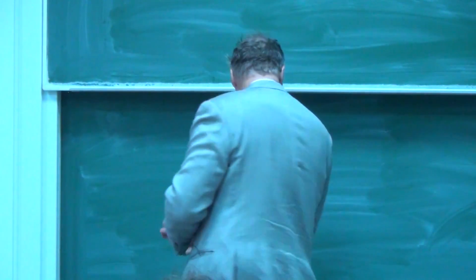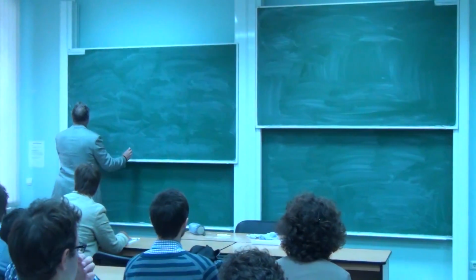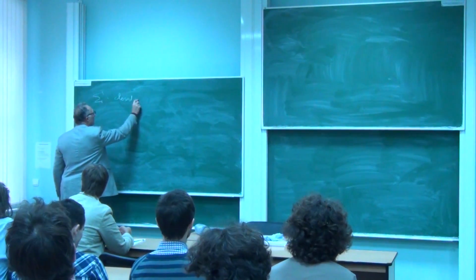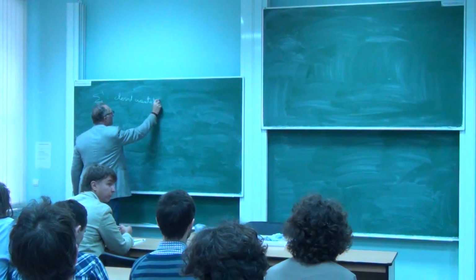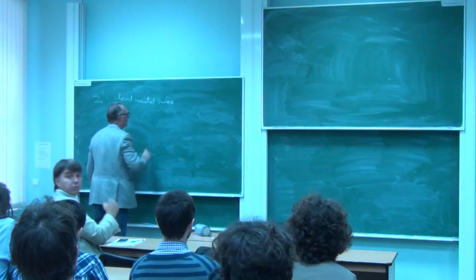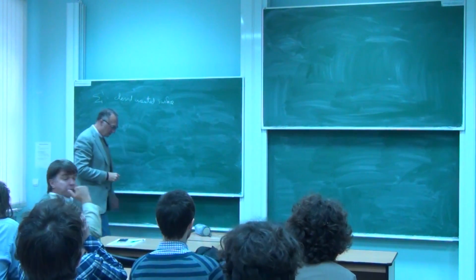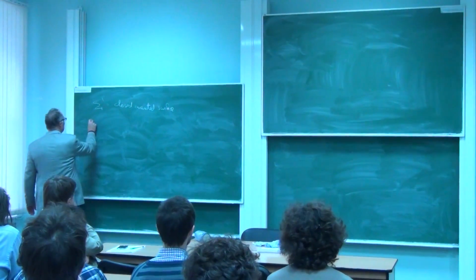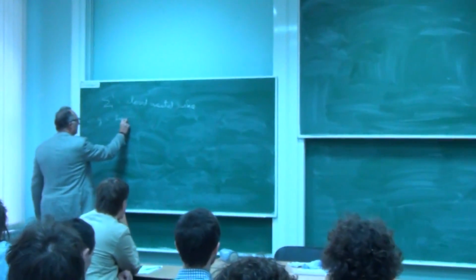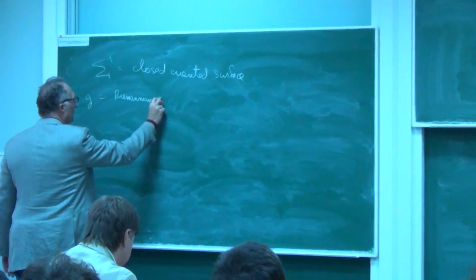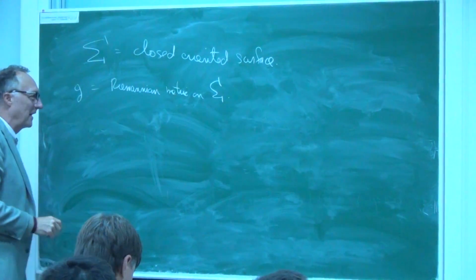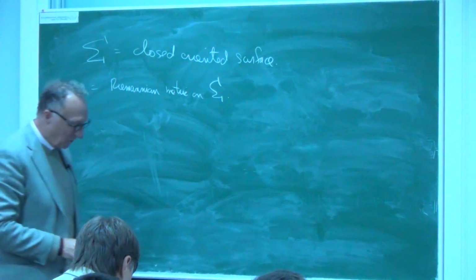So let's start with a closed oriented surface, sigma. And I'm interested in studying the topology and eventually the geometry on this surface. So I'll impose a Riemannian metric. This is something you can do on any surface and in fact on any manifold of any dimension. There's always a nice Riemannian metric.